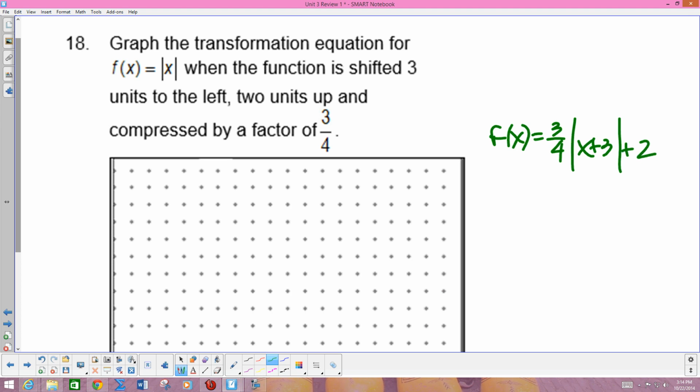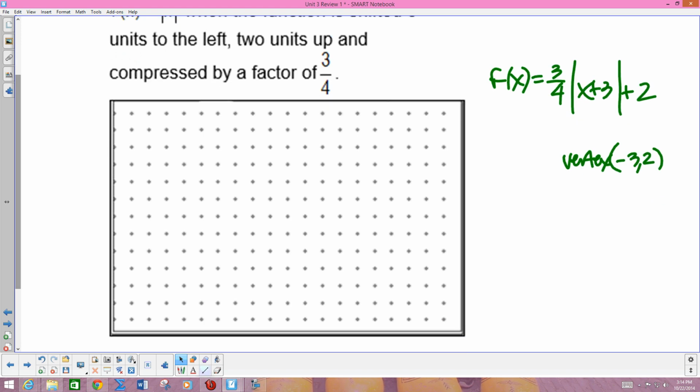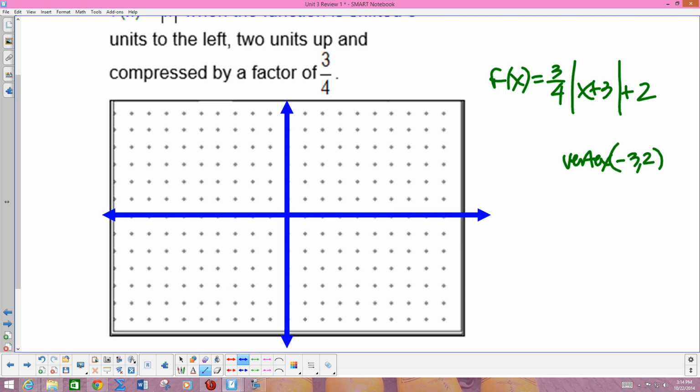So one thing you guys can do is go graph it on the graphing calculator and take a look at what it looks like. I know that my vertex is going to be at negative 3, 2, so I'm going to start there. I'm going to put some x and y coordinates on this thing. And so I know my vertex is going to be at negative 3, positive 2.